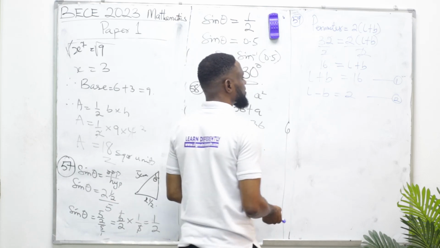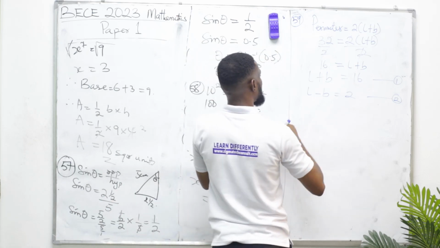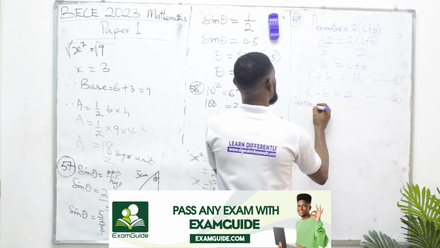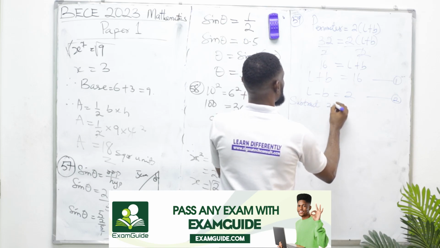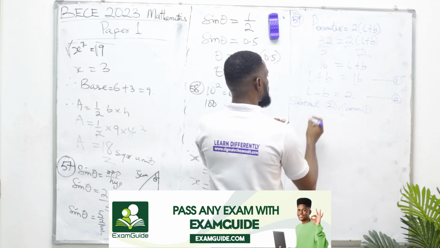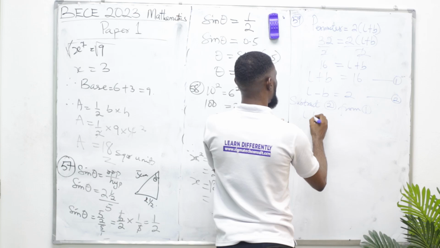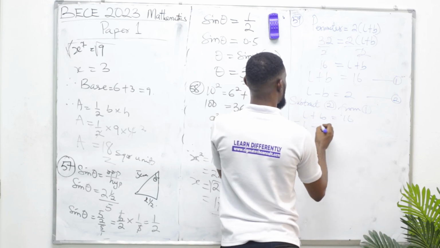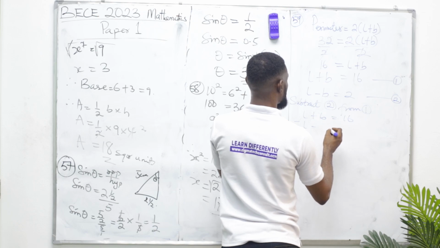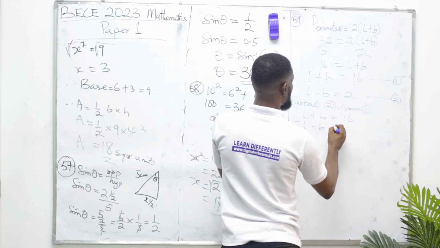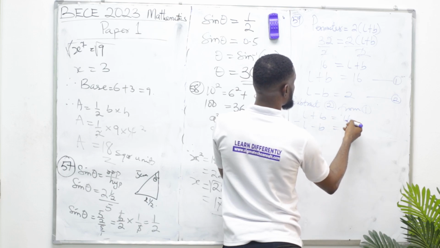So let's subtract equation 2 from 1. Subtract by elimination, right? Subtract equation 2 from 1. So what that means is L plus B is equal to 16, minus L minus B is equal to, what is it called?